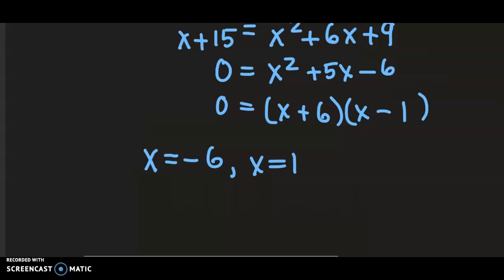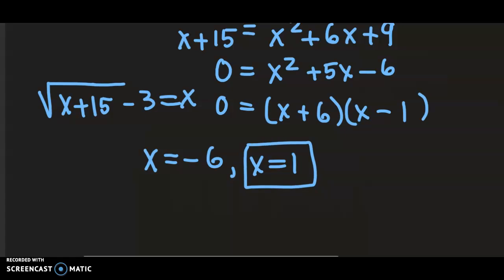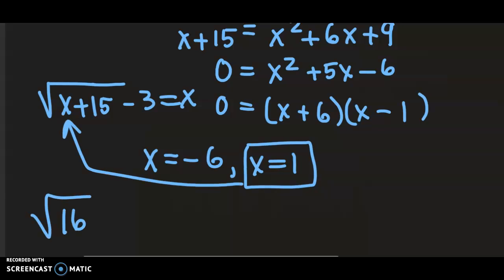So if we think back to our original equation, it was square root of x plus 15 minus 3 equals x. If we plug that 1 back in, we already know that that one works. That's square root of 16, which is 4 minus 3. Yes, that's equal to 1. Check. If we plug in negative 6, imagine plugging in negative 6.